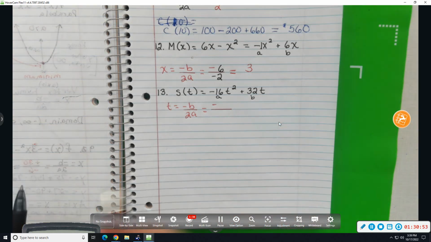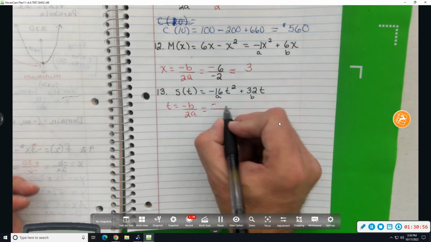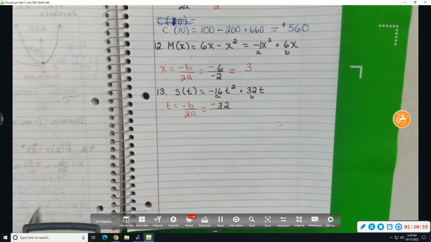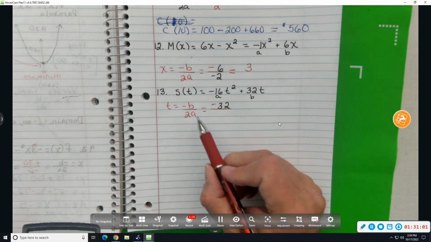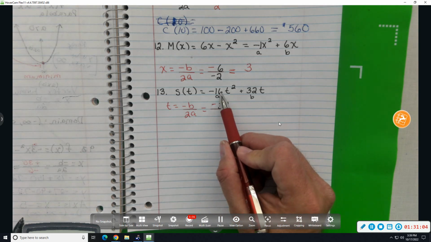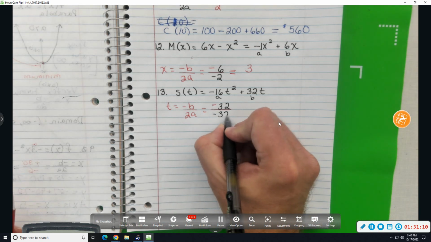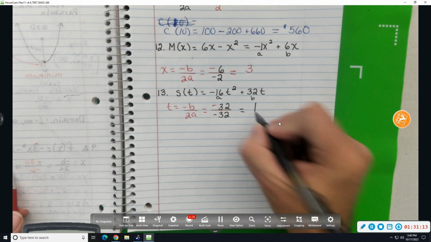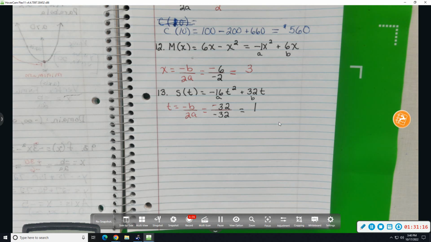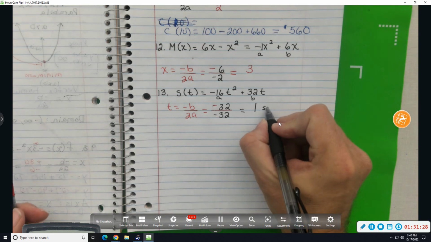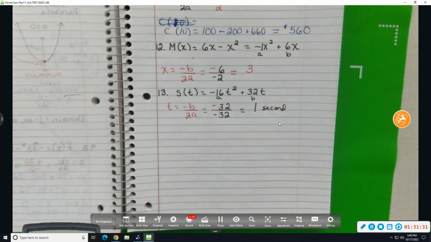negative b. So on the top we have a negative 32. Oh, what are we going to get on the bottom? 2 times negative 16. Is that another negative 32? Oh, so that object isn't going to be going up very far. It's being projected up, thrown up or something. After 1 second, the object's hit its maximum height and starts falling down, falling to the ground. So we plug in a 1.